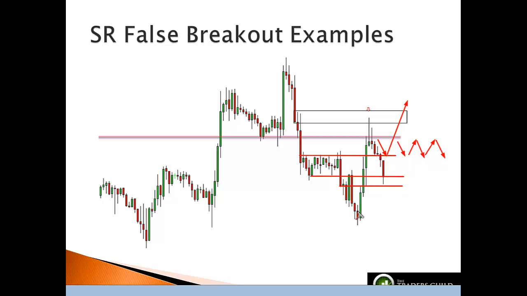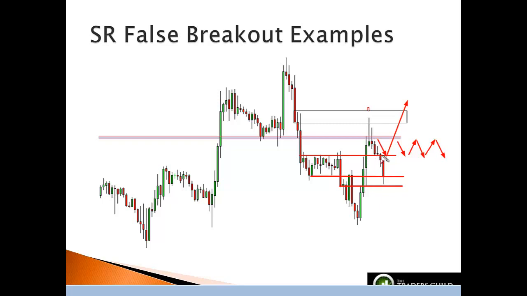We had strong buying up here, so this is definitely demand, but I'm expecting the strong rejection from supply, i.e. strong selling, to overcome this demand, overcome this strong buying, and the order flow generated from the false breakout itself to be stronger than any demand decision here.